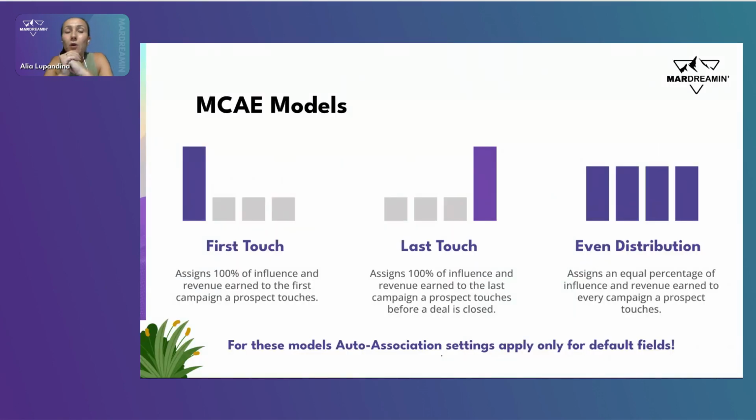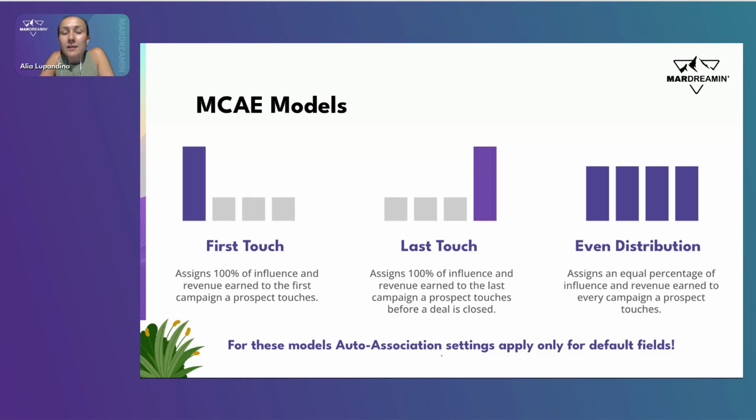And then we have our Marketing Cloud Account Engagement models that are first touch, last touch, event distribution. Let's speak about those three before we move forward. The first touch, by definition, assigns 100% of its influence and revenue to the first campaign a prospect touches. So normally in Account Engagement, it is the so-called source campaign, right? Primary source campaign.